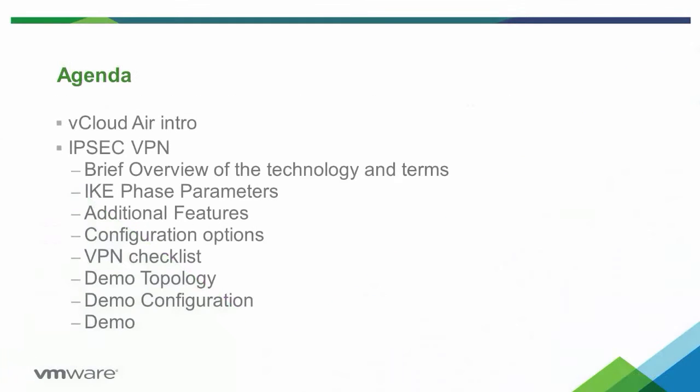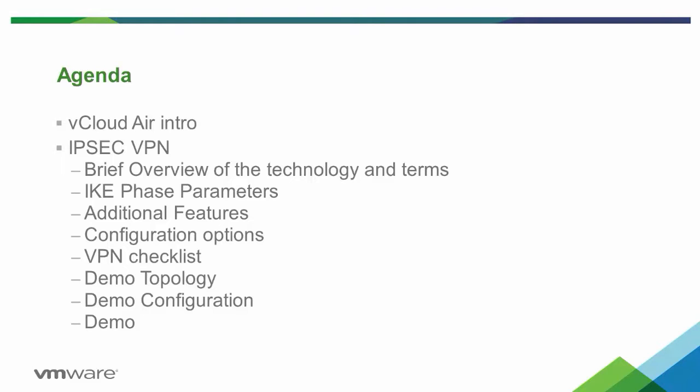Now, on the agenda today, we'll go through a brief introduction to what vCloud Air is, and then we'll get stuck into the IPsec VPN section, where we'll give an overview of the technologies and terms that we'll be using, how IKE works to create these VPN tunnels, what additional features the vShield Edge gives us in vCloud Air, what configuration options we have when we're creating this IPsec VPN tunnel from vCloud Air.